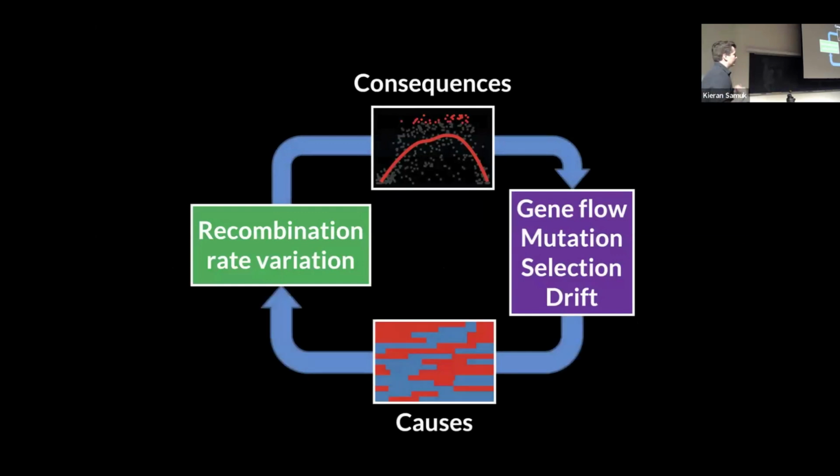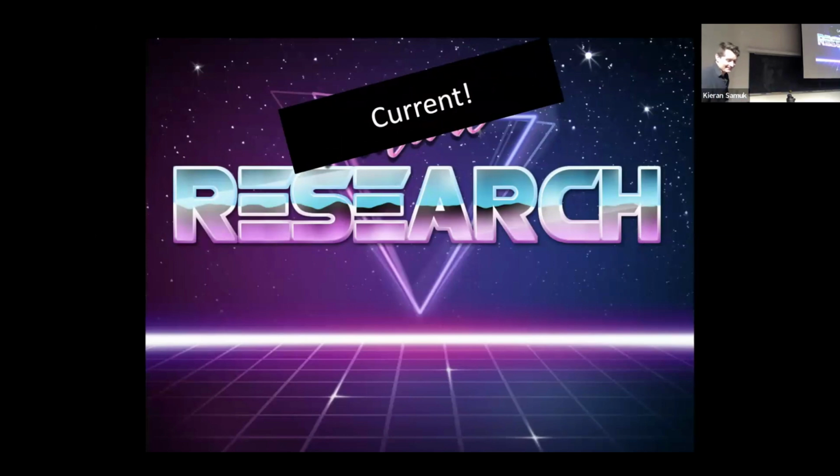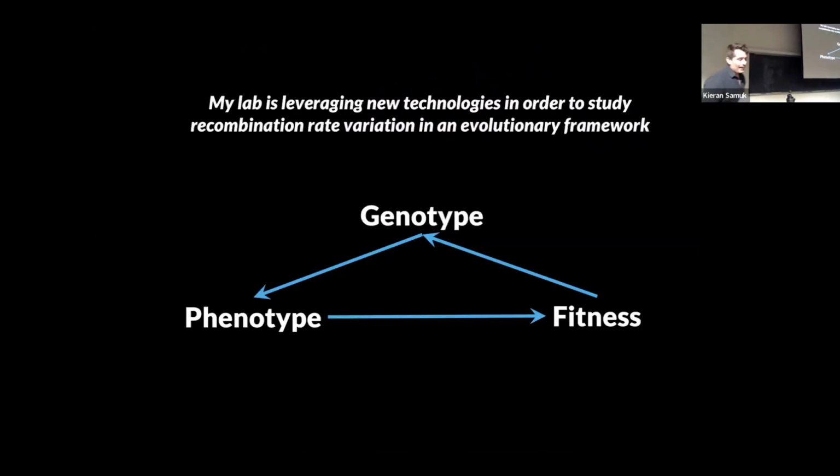So once again, we have this connection between recombination rate shaping evolution, and evolution may be feeding back and shaping recombination rate variation. I'll just very briefly now talk about the research that I'm doing in my lab. I used to have this slide in my job talk that said future research, but this is now current research in my lab. We're following through on both of these lines that I talked about today, and we're trying to bring to bear these new technologies to study recombination rate in this genotype phenotype fitness framework that some of you might be familiar with.